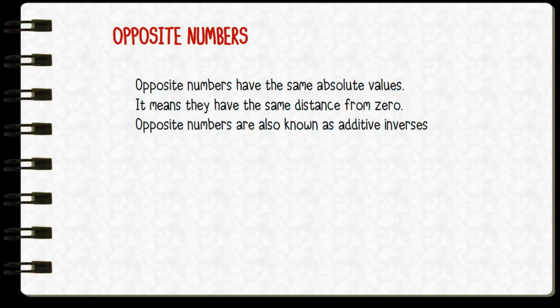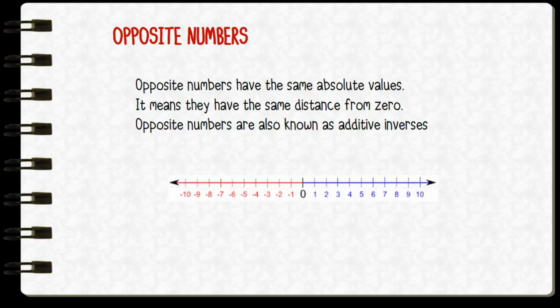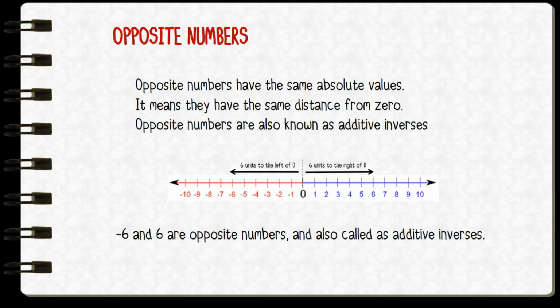Opposite numbers have the same absolute values. It means they have the same distance from 0. And opposite numbers are also known as additive inverses. Let's say for example, we have a number line again. From 0, going 6 units to the left is negative 6. Getting its opposite, we're going also 6 units, but this time to the right. So from 0, 6 units to the right, we have positive 6. Meaning to say, negative 6 and positive 6 are opposite numbers and also called additive inverses.